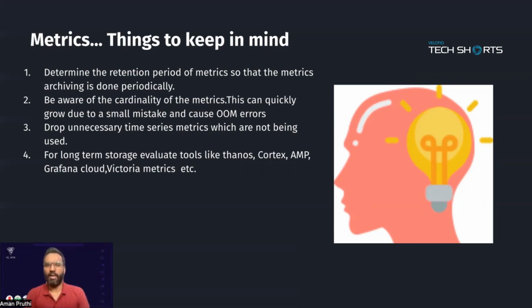Third is to drop unnecessary metrics that are not being used, right? There are some metrics that are not used either in your dashboards or in your alerts, so you can go ahead and drop them. Why unnecessarily waste storage or system resources on them? And fourth, for long-term storage, there are different tools in the market, so evaluate what best suits your needs. Thanos, Cortex, AMP, Grafana Cloud, and Victoria Metrics are all tools that are available.